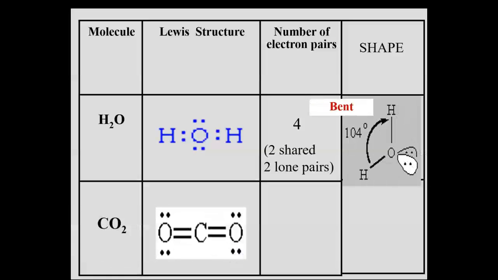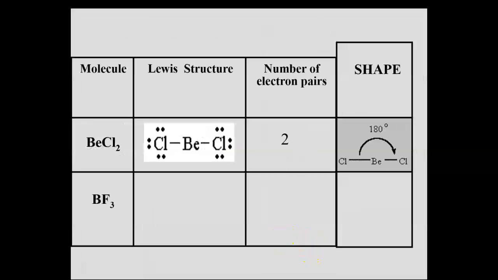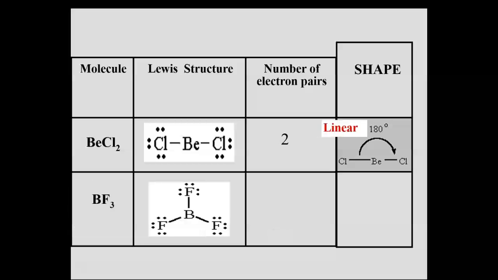Now you've got 2 double bonds on either side of the carbon, so you've only got 2 electron regions here, and carbon dioxide then is a linear molecule. And finally, with beryllium dichloride, you have 2 electron pairs, 2 electron clusters, shape is linear. And with boron trifluoride, you have that structure, 3 electron regions around the central atom, and 120-degree bond angles.